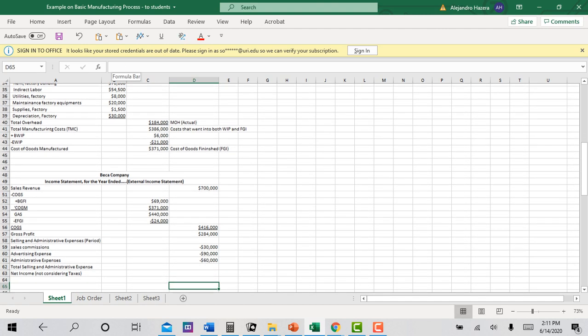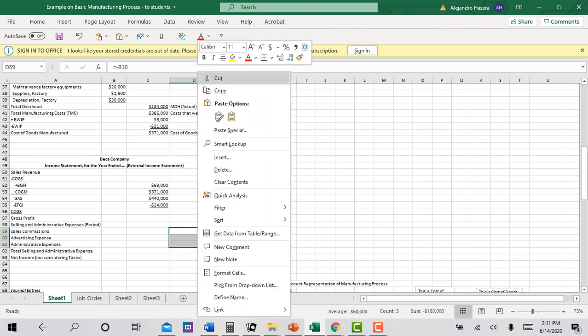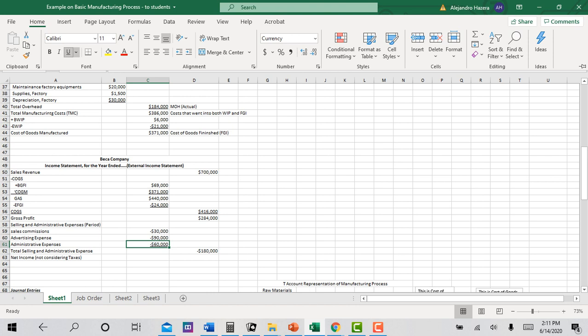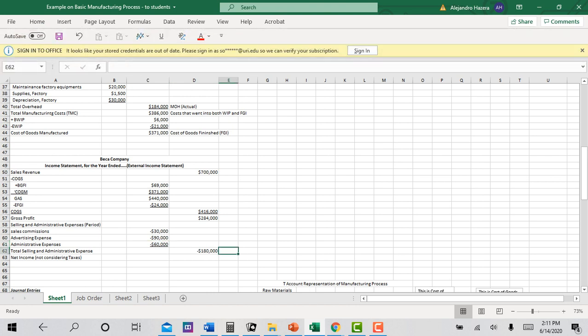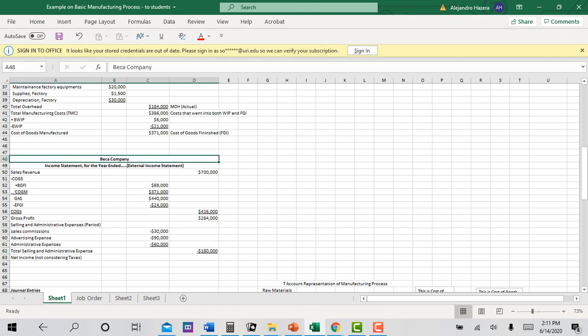So to be more clear about that, our total selling and administrative expenses is 30 plus 90, or minus 90 plus 60. So our total administrative expenses are 180. And what I'm going to do is go ahead and move them over here to be more consistent. And then we will subtotal right there. It gives us 180. Okay, and then this will be a subtotal. So if we take our gross profit of 284, wait for my computer to catch up here. If we take the gross profit of 284 and subtract out 180, that will give us our net income of 104.